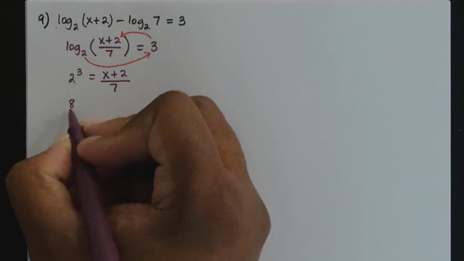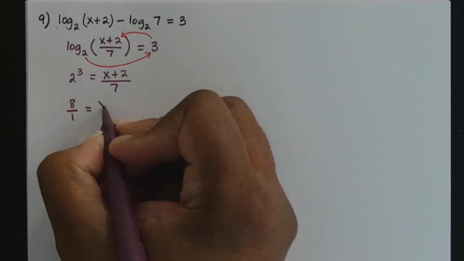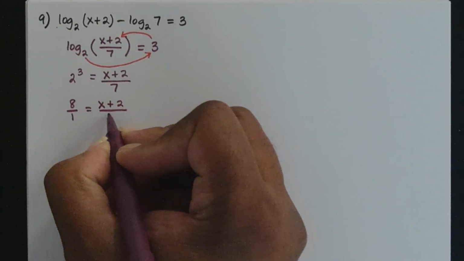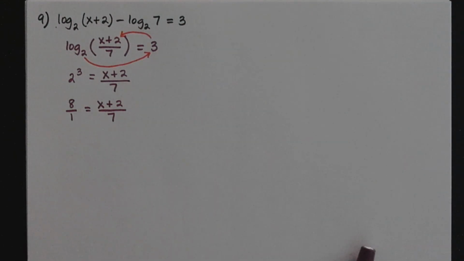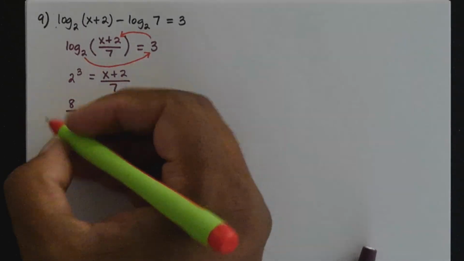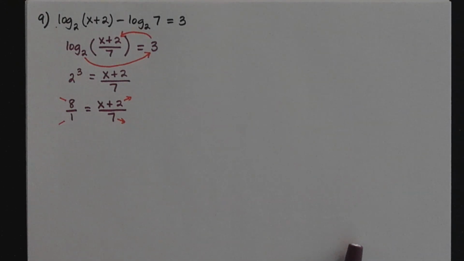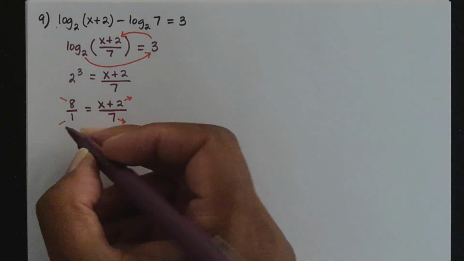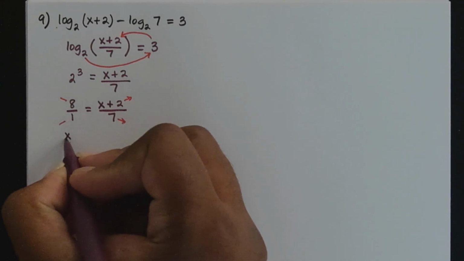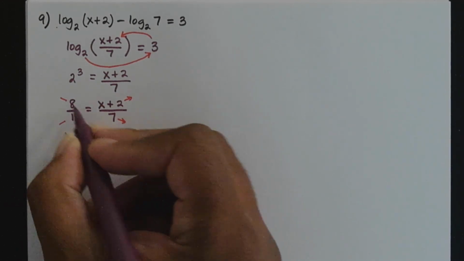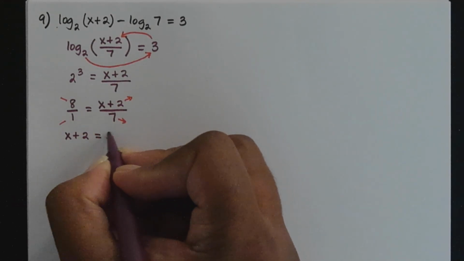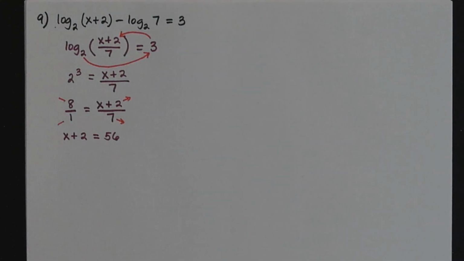8. And I'm going to write that 8 as 8 over 1. You'll see why. And then that's equal to x plus 2 divided by 7. What I'm going to do here is do cross multiplication with the 1 and the x plus 2, and with the 8 and the 7. I'm just doing cross multiplication. So in this case, if I do 1 times that x plus 2, that's x plus 2. Then that's equal to 8 times 7, which is 56. So here I got x plus 2 is equal to 56.